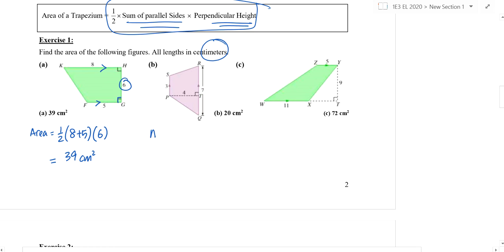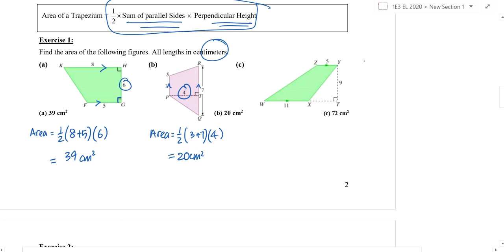Next, area is again half times the sum of the parallel sides, 3 plus 7, multiplied by the perpendicular height given to be 4. So 5 times 4, we get 20 square centimeters.